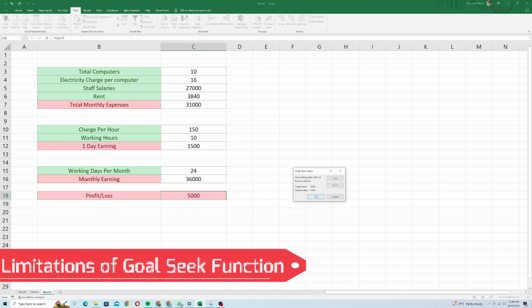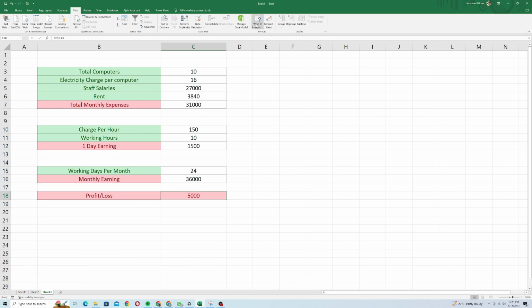There are some limitations when you are performing the goal seek function. If I go back to my goal seek function, the limitation is, first of all, you can only provide one value. You can set a goal on just one cell and you can only change one cell. It doesn't have the ability to work on multiple cells. So that's the biggest limitation of the goal seek function.